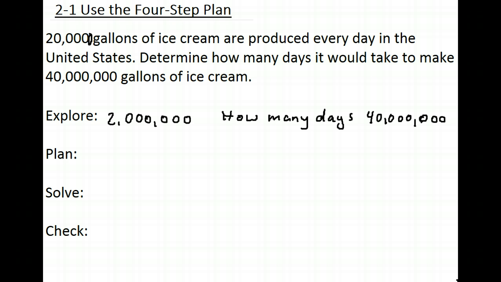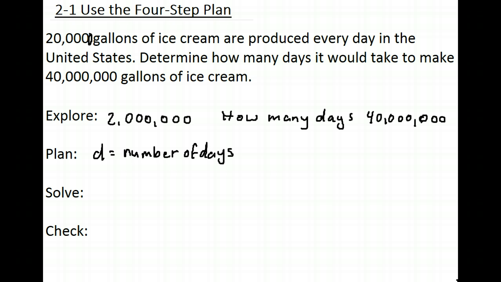Okay, so what is our plan? We're going to write an equation. And the information we're looking for are days. So we are going to use the variable d, which is going to equal the number of days.